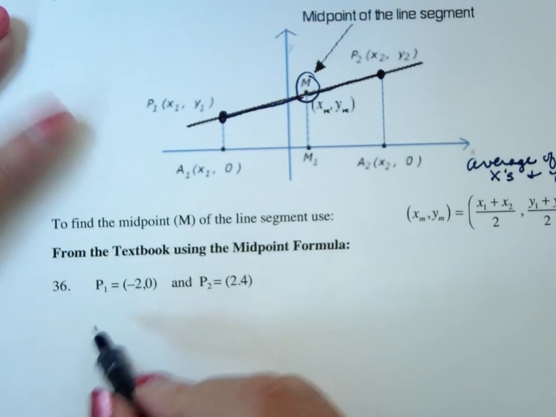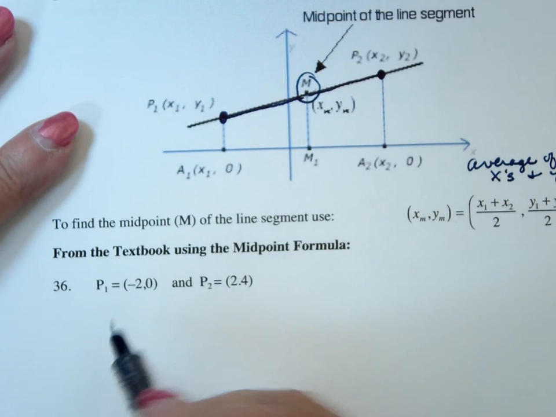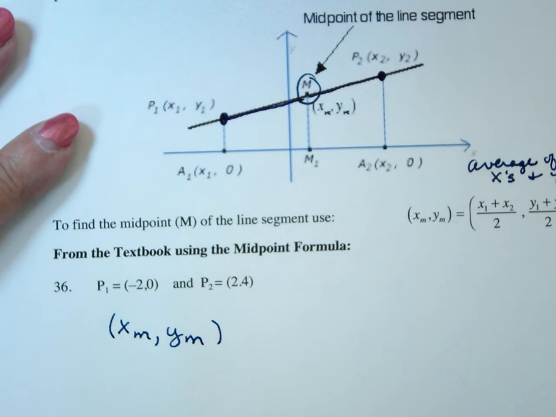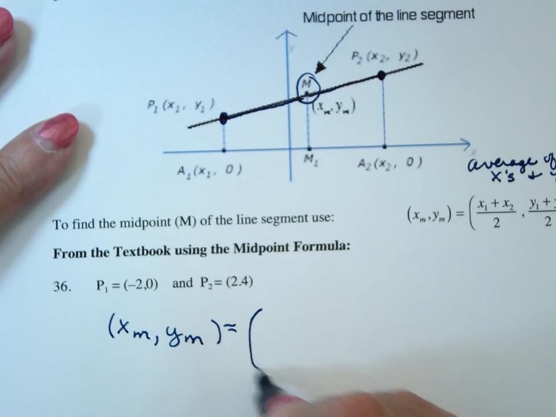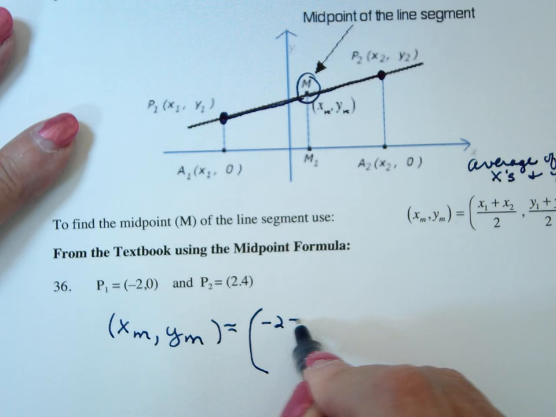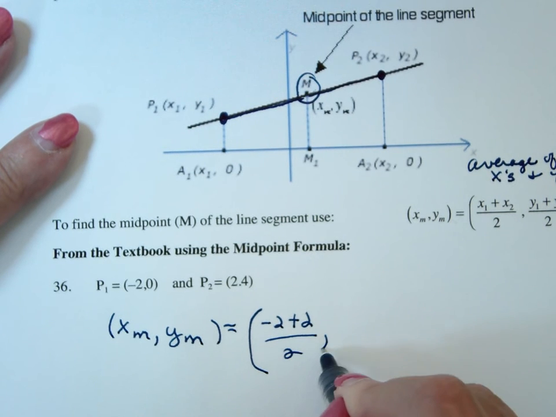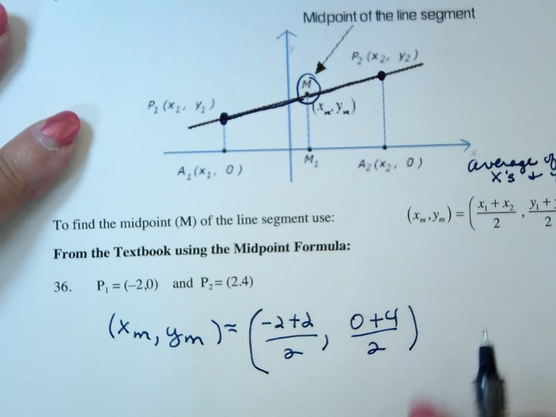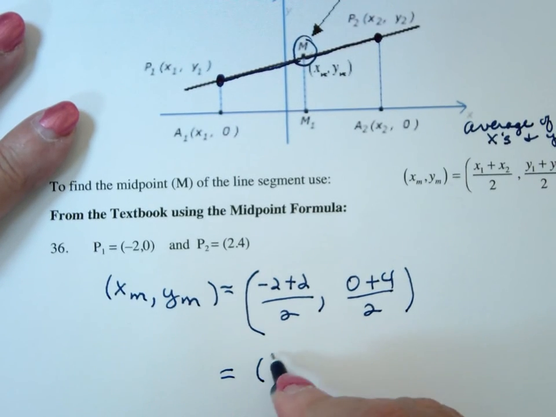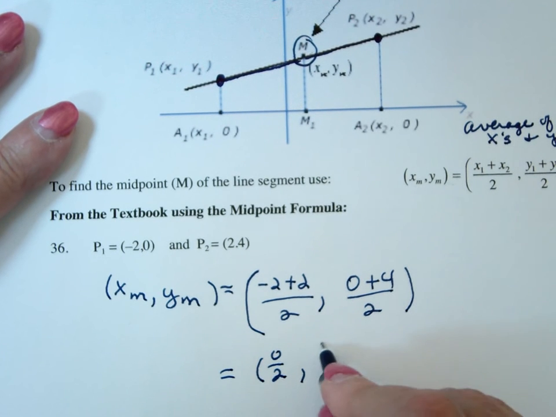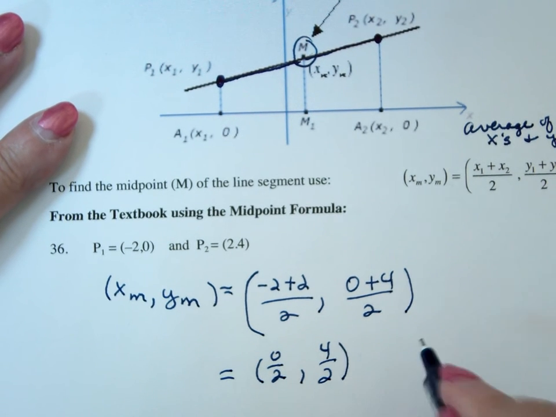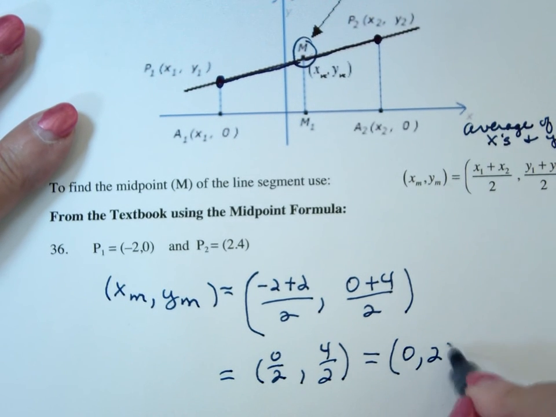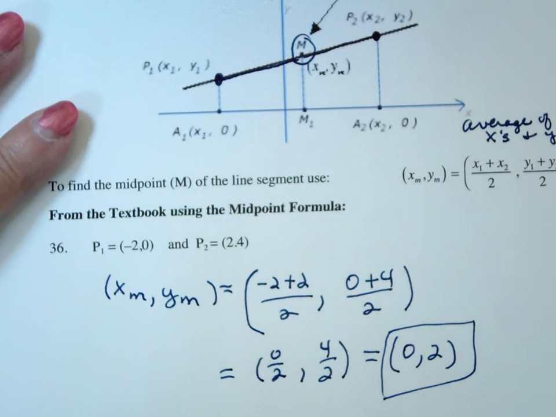So, okay, let's find the midpoint of this one. It's just plug and chug. So x sub m, y sub m, with m for midpoint, is add the x's, divide by 2, add the y's, divide by 2. This is going to become 0 divided by 2, 4 divided by 2, which is what? 0, 2. Yeah. So there's your midpoint.